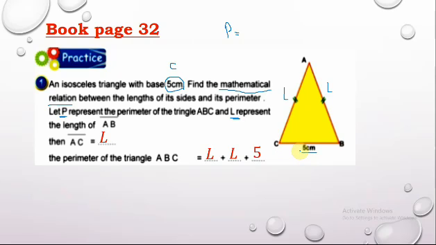It's unchangeable. So from here, we can find the relation between the perimeter and the side lengths. Perimeter equals L plus L, 2L, plus 5. So the relation is perimeter equals 2L plus 5, or P equals 2L plus 5.